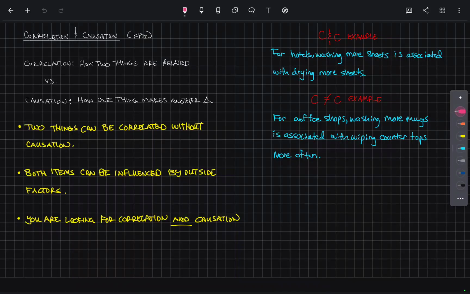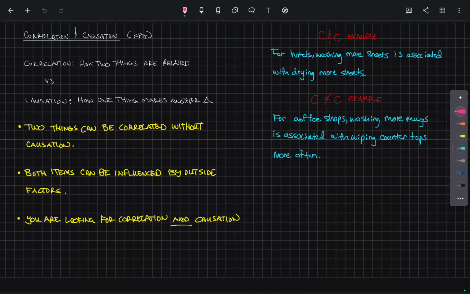You're looking for a correlation and a causation at the same time. So that really narrows it down. Let's read two of these examples. For hotels, washing more sheets is associated with drying more sheets. Obviously, those two things are correlated. They're correlated because they directly relate to each other.